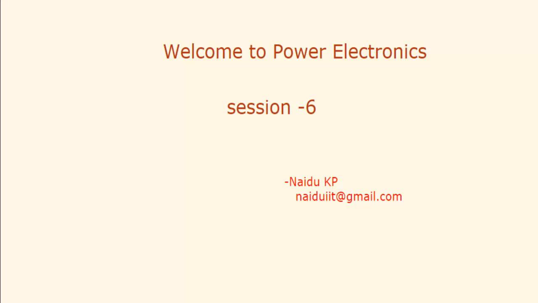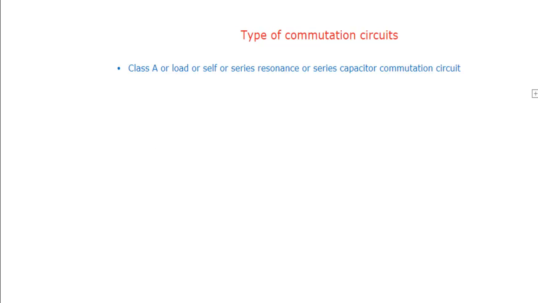Now we will discuss the types of commutation circuits, and a few of them we will discuss in this session. The classification I am going to talk about is based on what circuit we use to turn off the commutation. But as I told you in a previous session, I think session 4, broadly we have two types of commutation methods: current commutation and voltage commutation. All the circuits we are going to discuss will come under either voltage commutation or current commutation. So let us start with the types of commutation circuits.